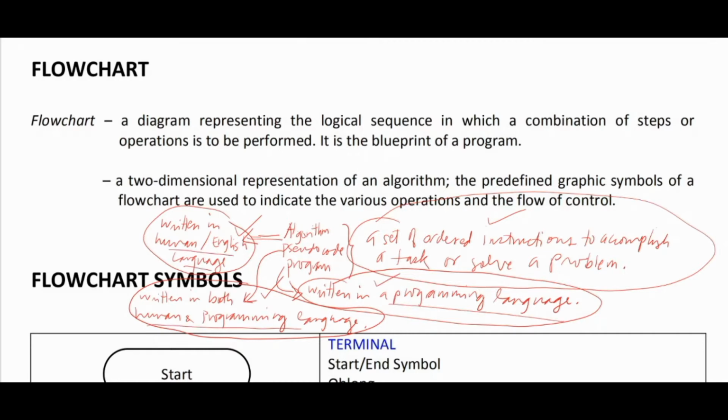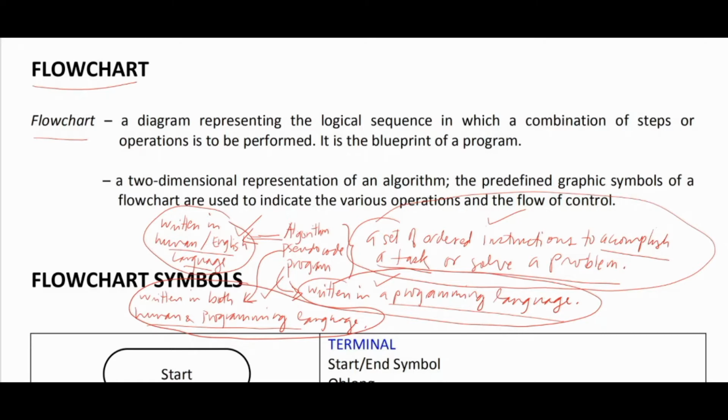This time, we're going to discuss flowchart. What is a flowchart? A flowchart is just like an algorithm. It describes a process on how to accomplish or perform a task or solve a problem. But a flowchart is in graphical form.